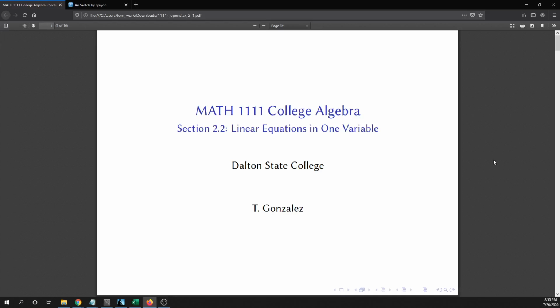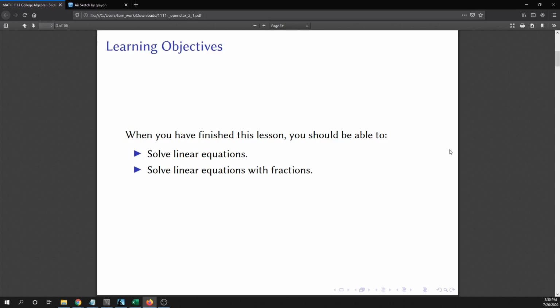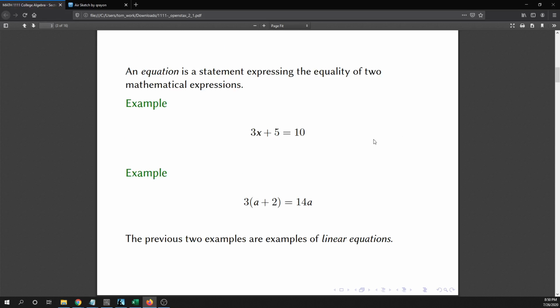In this video, we are going to talk about solving linear equations in one variable. Okay, so we'll just start off with an equation, which is a very general thing. It's just a statement expressing the equality of two mathematical expressions, some mathematical statement involving the equal sign like this right here.